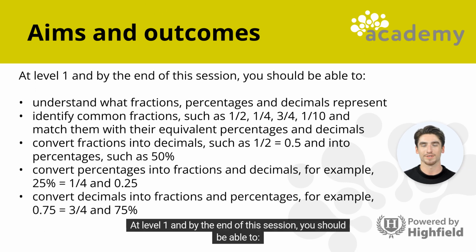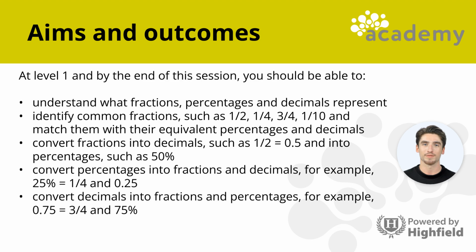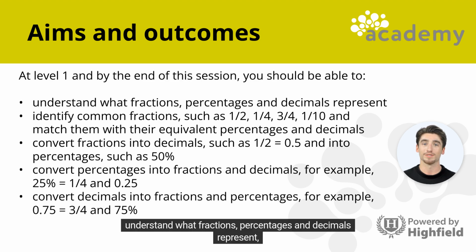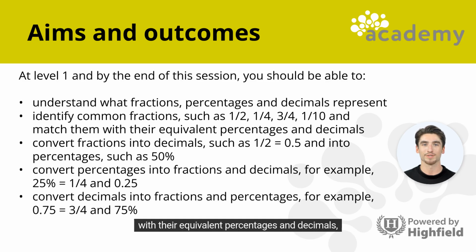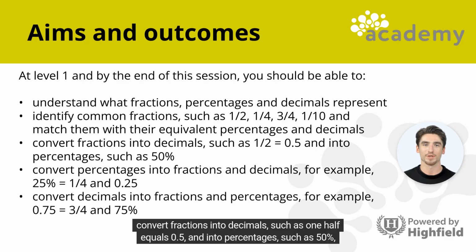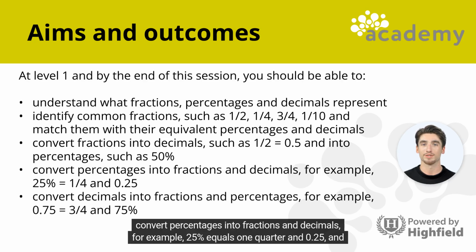At Level 1 and by the end of this session, you should be able to understand what fractions, percentages, and decimals represent. Identify common fractions, such as 1/2, 1/4, 3/4, and 1/10, and match them with their equivalent percentages and decimals. Convert fractions into decimals, such as 1/2 equals 0.5, and into percentages, such as 50%. Convert percentages into fractions and decimals, for example, 25% equals 1/4 and 0.25, and convert decimals into fractions and percentages, for example, 0.75 equals 3/4 and 75%.